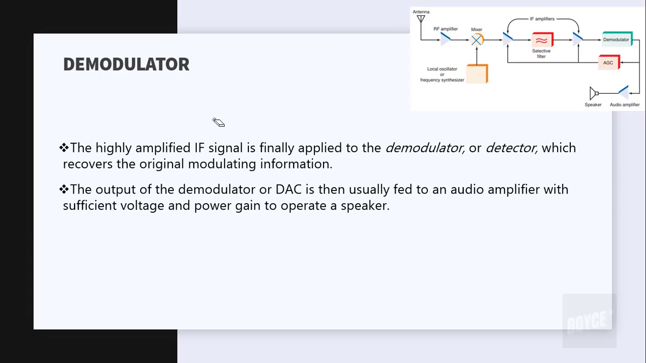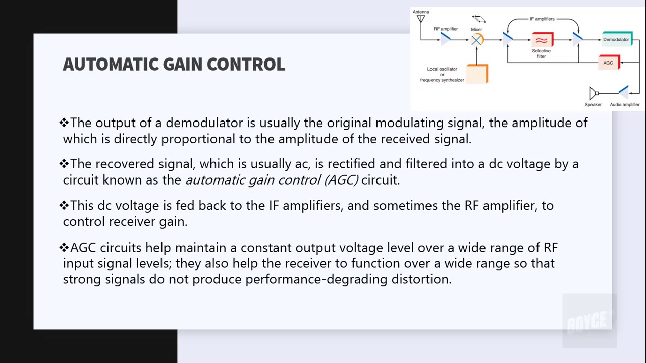Next is our demodulator. Ang gagawin lang nito pagka nakapasok na yung intermediate frequency signal natin, i-demodulate niya na. Katulad nung na-discuss natin sa AM demodulator, FM demodulator natin. So, same lang gagawin niya. Tapos yung output nito will usually be fed to an audio amplifier to drive the output speaker.